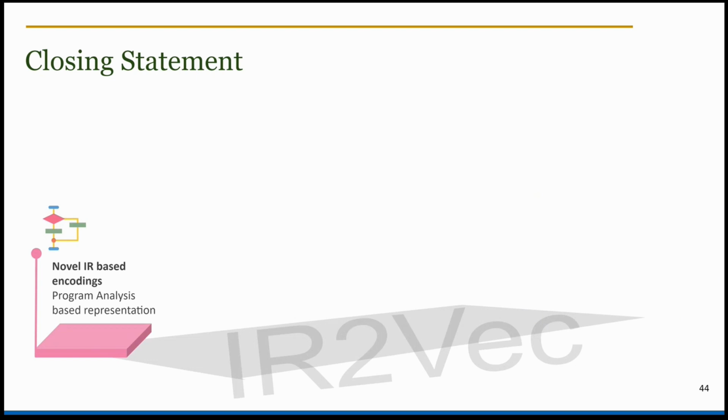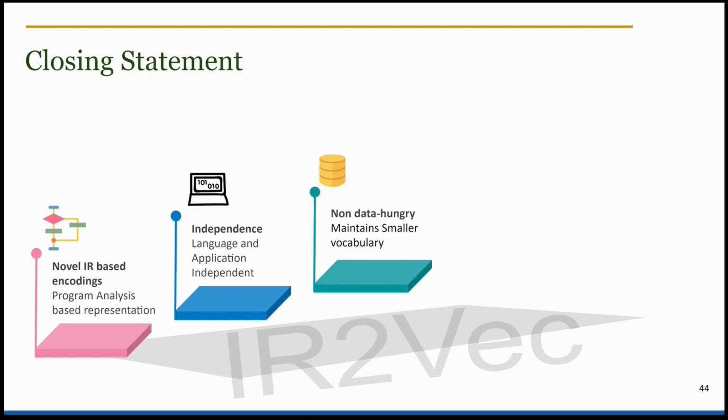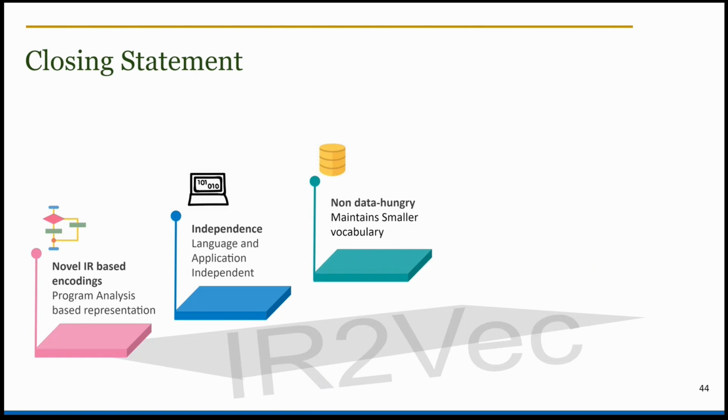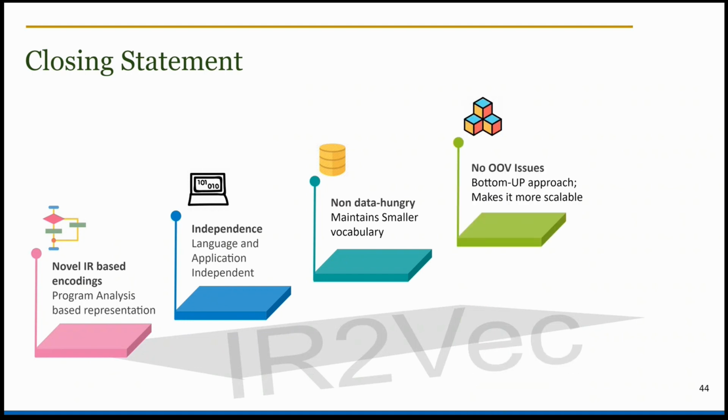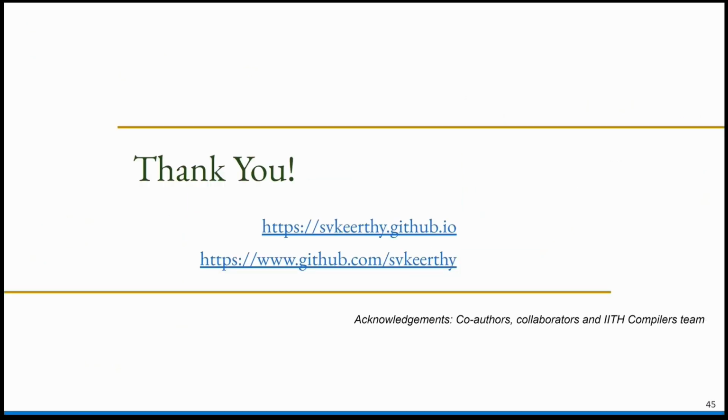So in summary, I discussed IR2Vec, a way of representing programs as n-dimensional vectors or embeddings by using a program analysis-based representation, which is independent of language and application or even architecture. The representations are not data hungry, we maintain a pretty small vocabulary size. And also, we didn't encounter any out-of-vocabulary issues due to the bottom-up approach that we discussed. It also makes it more scalable. And finally, the training time is very much lesser in comparison to other approaches.